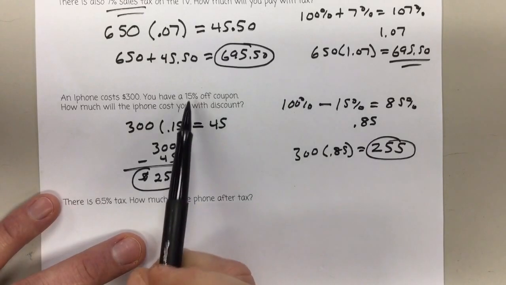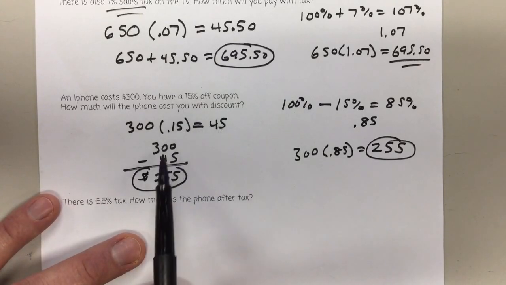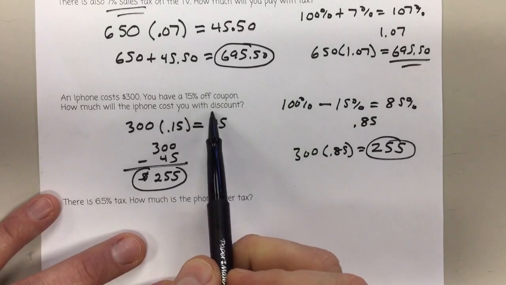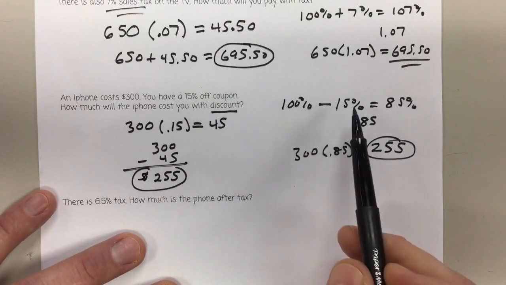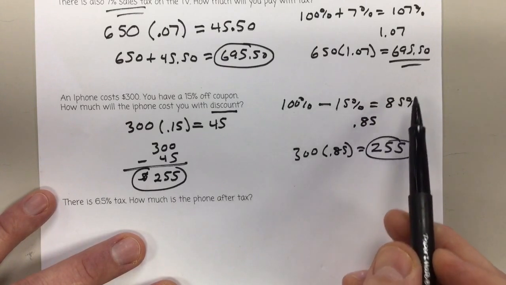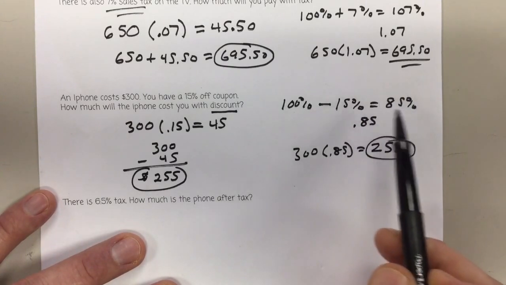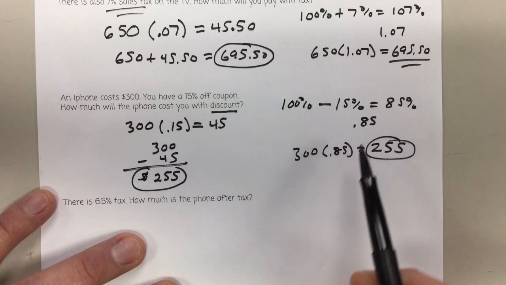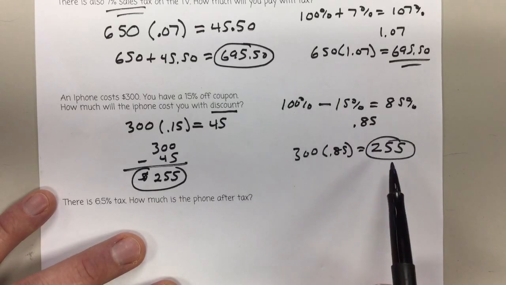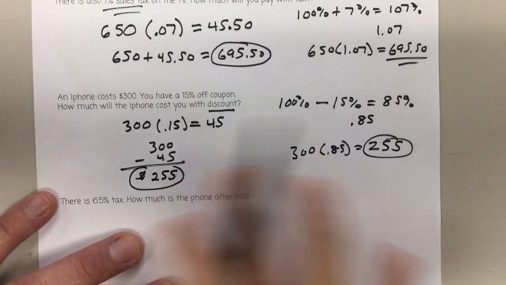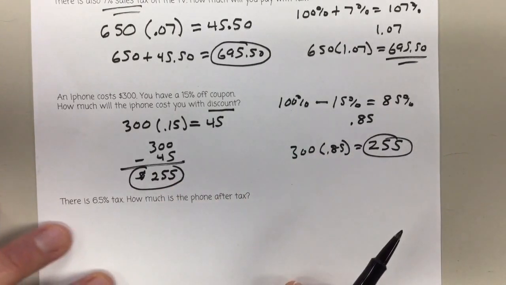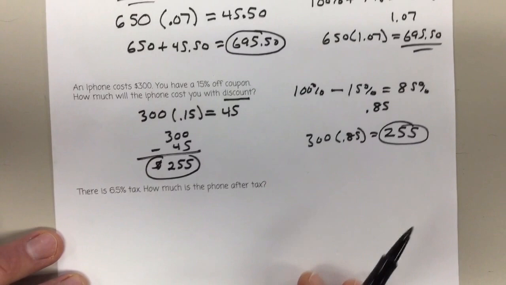So I could multiply by the 15% and then subtract because it's a discount. Or I could subtract 15% from 100% right off the bat. Realizing I'm going to pay 85% of the cost, turn that into a decimal, multiply it by the cost, and I get $255. Again, if you understand both these methods, that's probably the best. But you can pick which one you'd like.